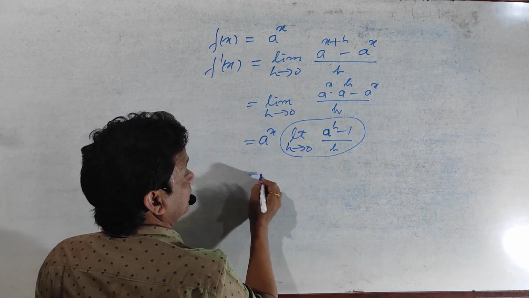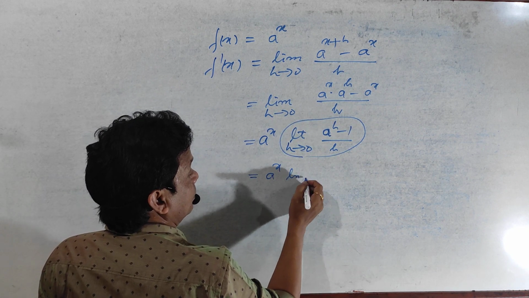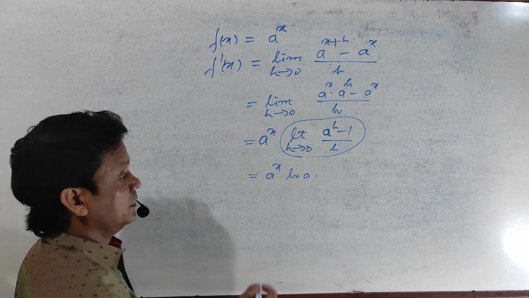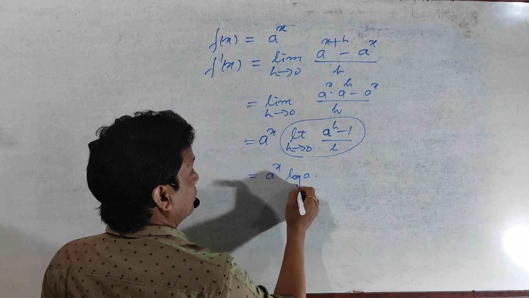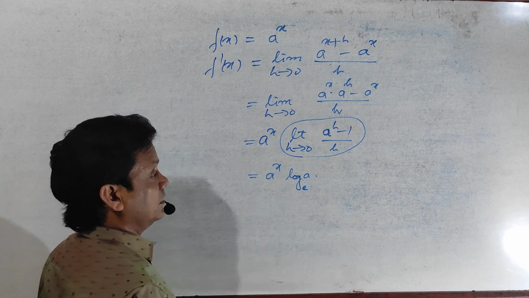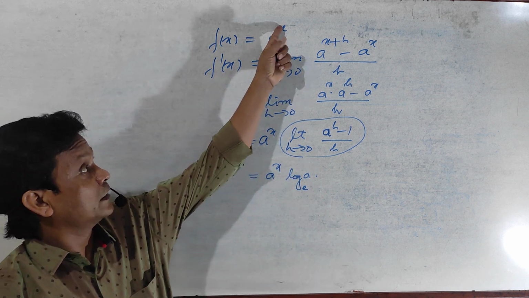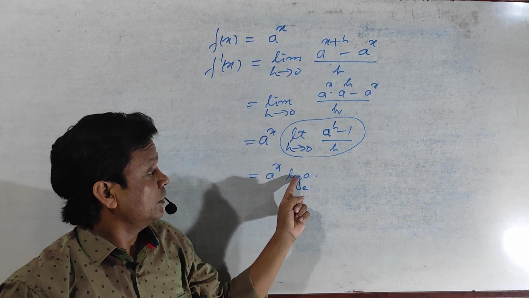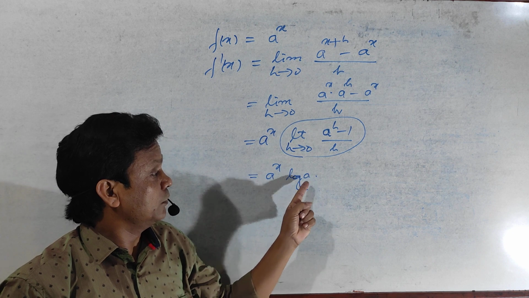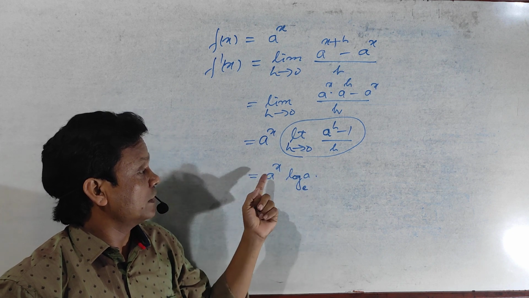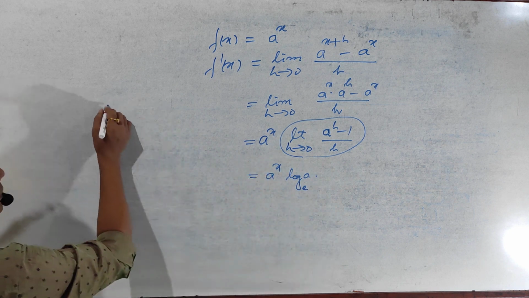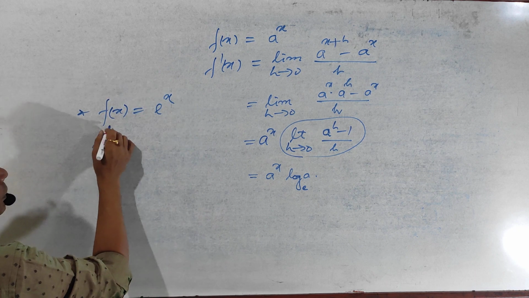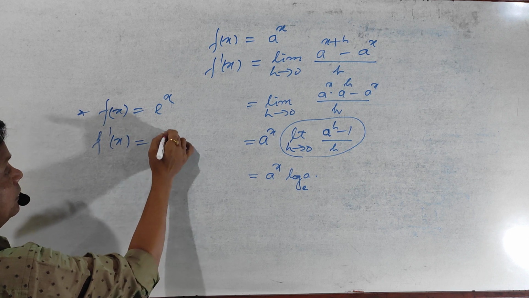And this one is log a, log a to the base e. You can write it like this also, log a to the base e. And if it is e to the power x, then simply write e, and finally e to the power x into log e to the base a. This becomes 1. So the answer will be e to the power x. So for you, f of x is equal to e to the power x, so f dash x is also equal to e to the power x.